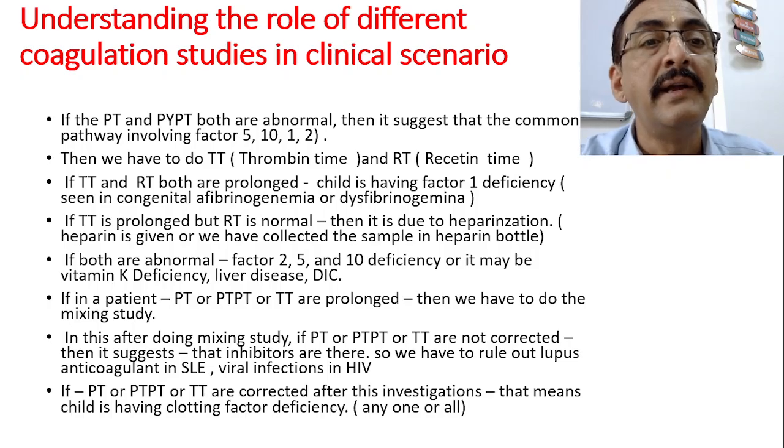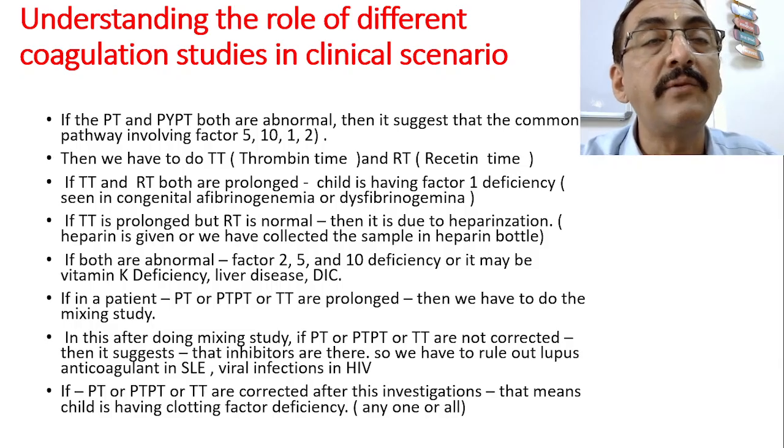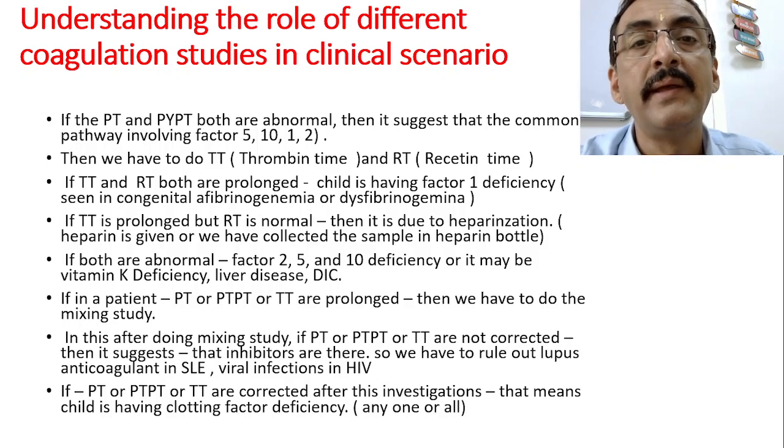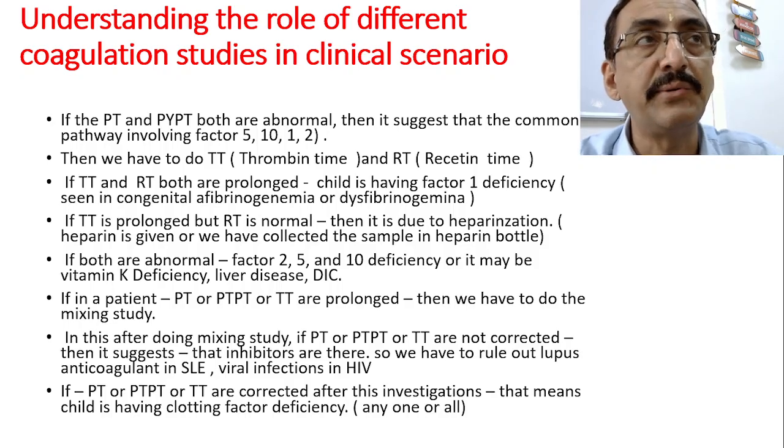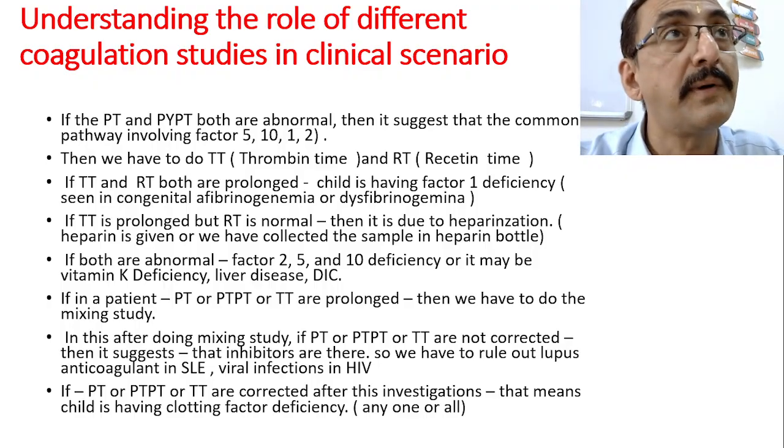So therefore it suggests that both are abnormal, so that means it suggests that common pathway involving the factor 5, 10, 1 and 2. Then we have to do TT. TT means thrombin time, and RT. If this is a situation, both are increased, then it suggests a common pathway problem.